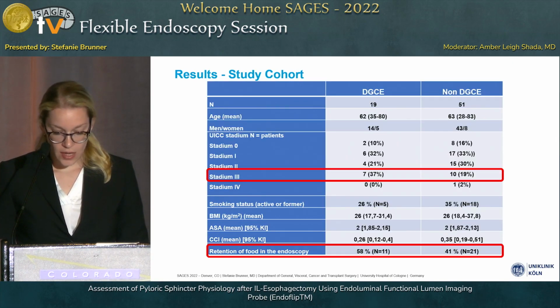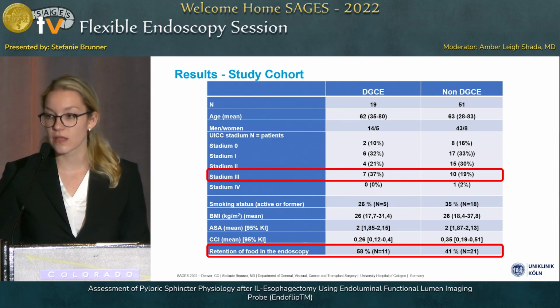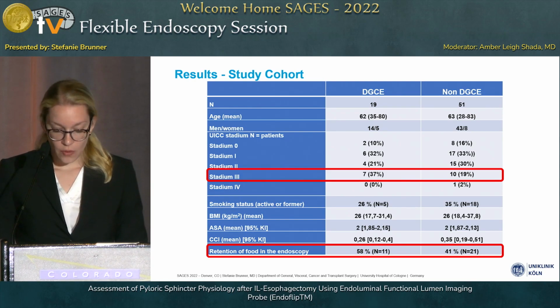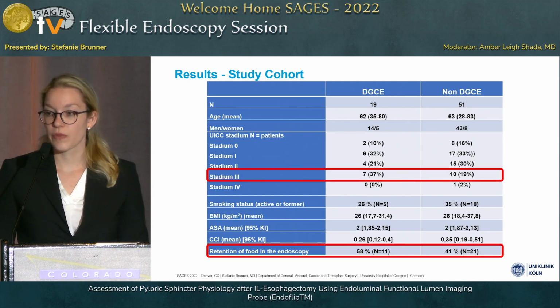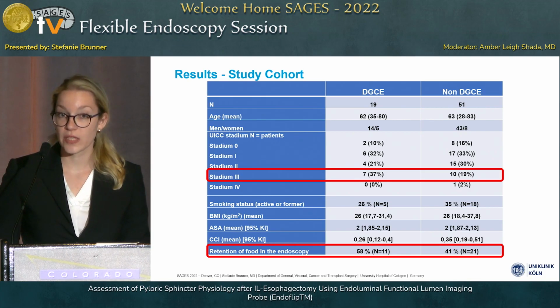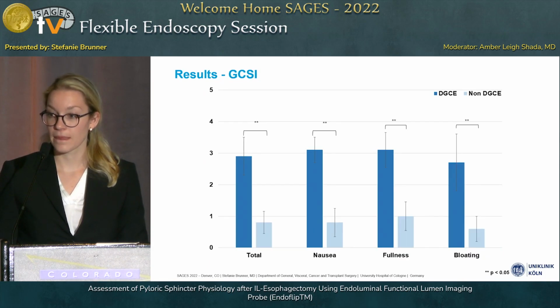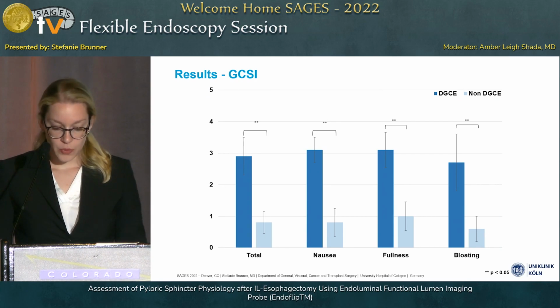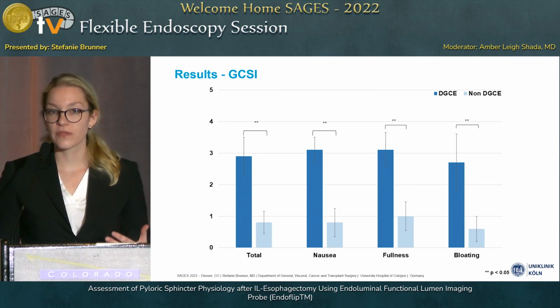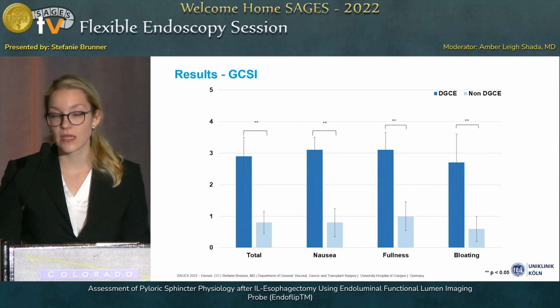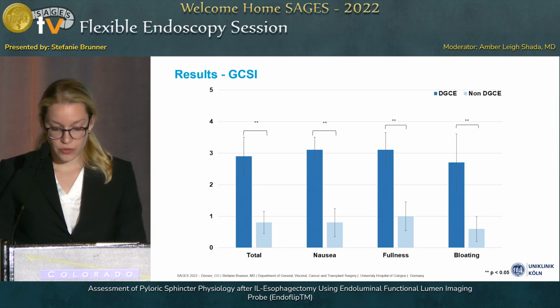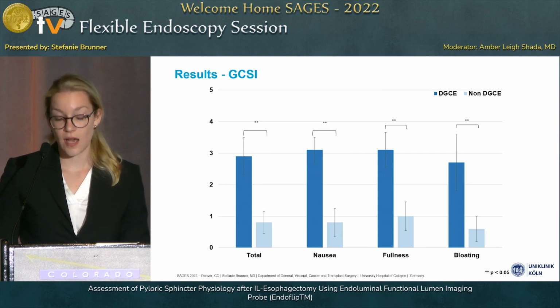To the results: the patient characteristics were similar between the two groups, as you can see in the table in front of you. However, UICC stage 3 was more common in DGCE patients, and the retention of food in the endoscopy was also more common in DGCE patients. Then, as a second step, we wanted to know how the quality of life of patients suffering from DGCE is affected. So we chose the Gastroparesis Cardinal Symptom Index score, called GCSI.